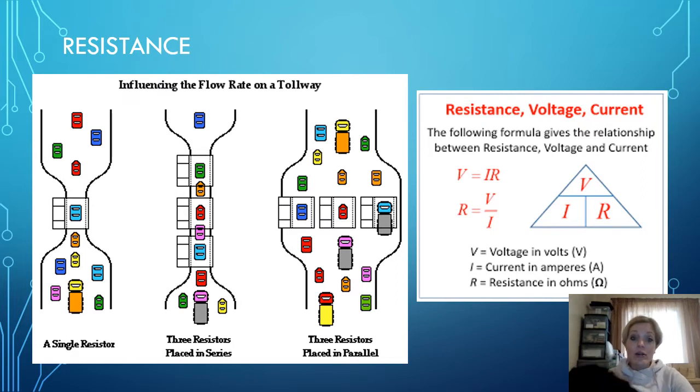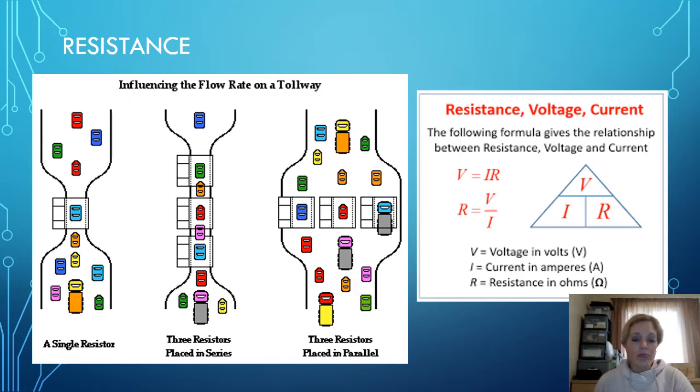On this slide, you will see that there is a picture of a tollway or a toll gate. And you all know what a toll gate is. When you are traveling down to the coast, there are toll gates because you have to pay for the maintenance of the road. And we have used the toll gate analogy to explain resistance.